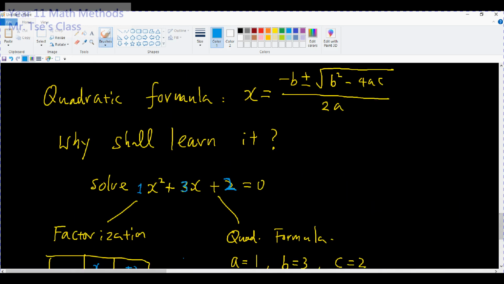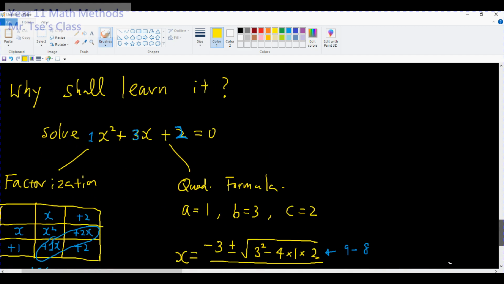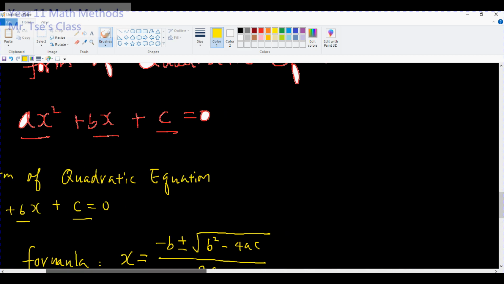Okay, but we haven't fully answered this. Why should we learn it? If the factorization could do the job, why do we have to learn the quadratic formula even though it is another method to get the answer? Okay, the reason is sometimes you will see that some quadratic equations you can't use factorization.